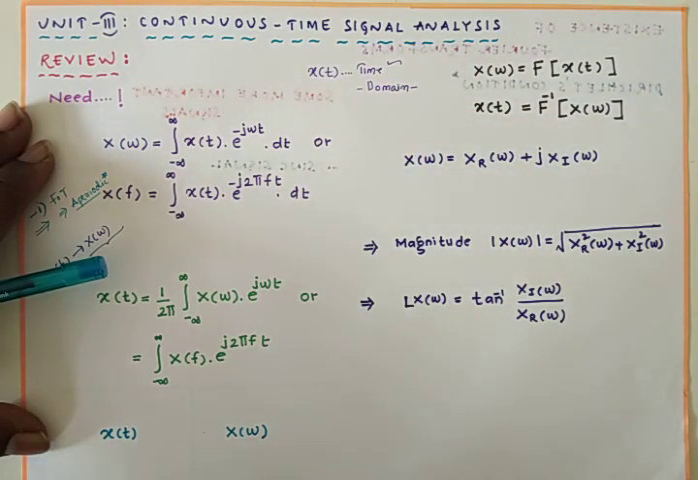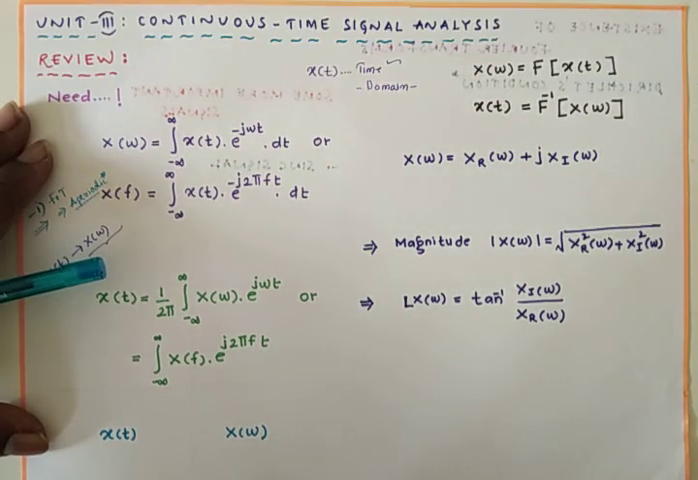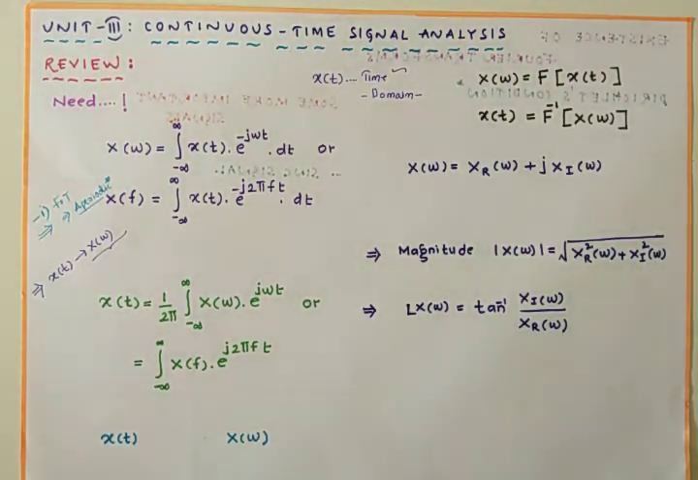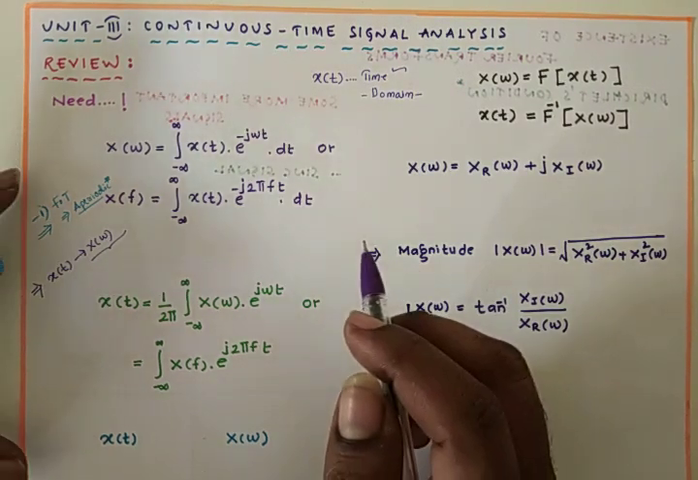Signal behavior can be studied with respect to time. So let us assume x of t is a time domain signal, in which the signal is represented with respect to time. That means we can study the signal behavior with respect to time. And now this time domain signal can be converted into the frequency domain signal.